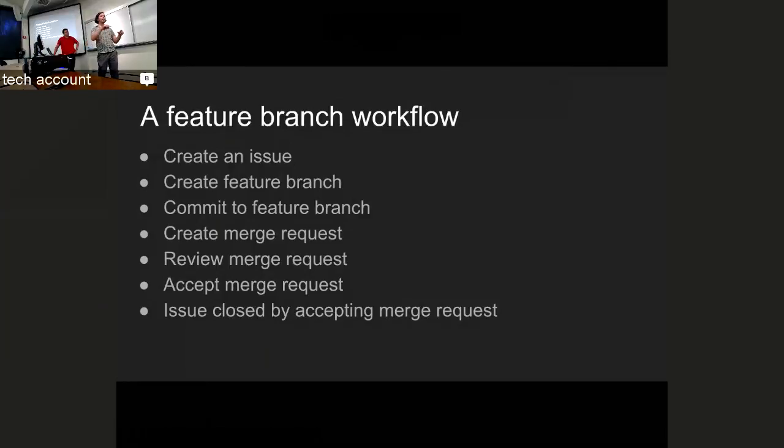Sorry, let me back up. You start with an issue, which is like your task. You commit changes to a separate, non-master branch. And then once you are satisfied with your changes, you create a merge request, which is like a pull request if you're familiar with GitHub. And then you have a review process, which is what we're going to demonstrate. And once the merge request is accepted, you can have it automatically resolve the issue for you. So it's just an example of a workflow with GitLab.